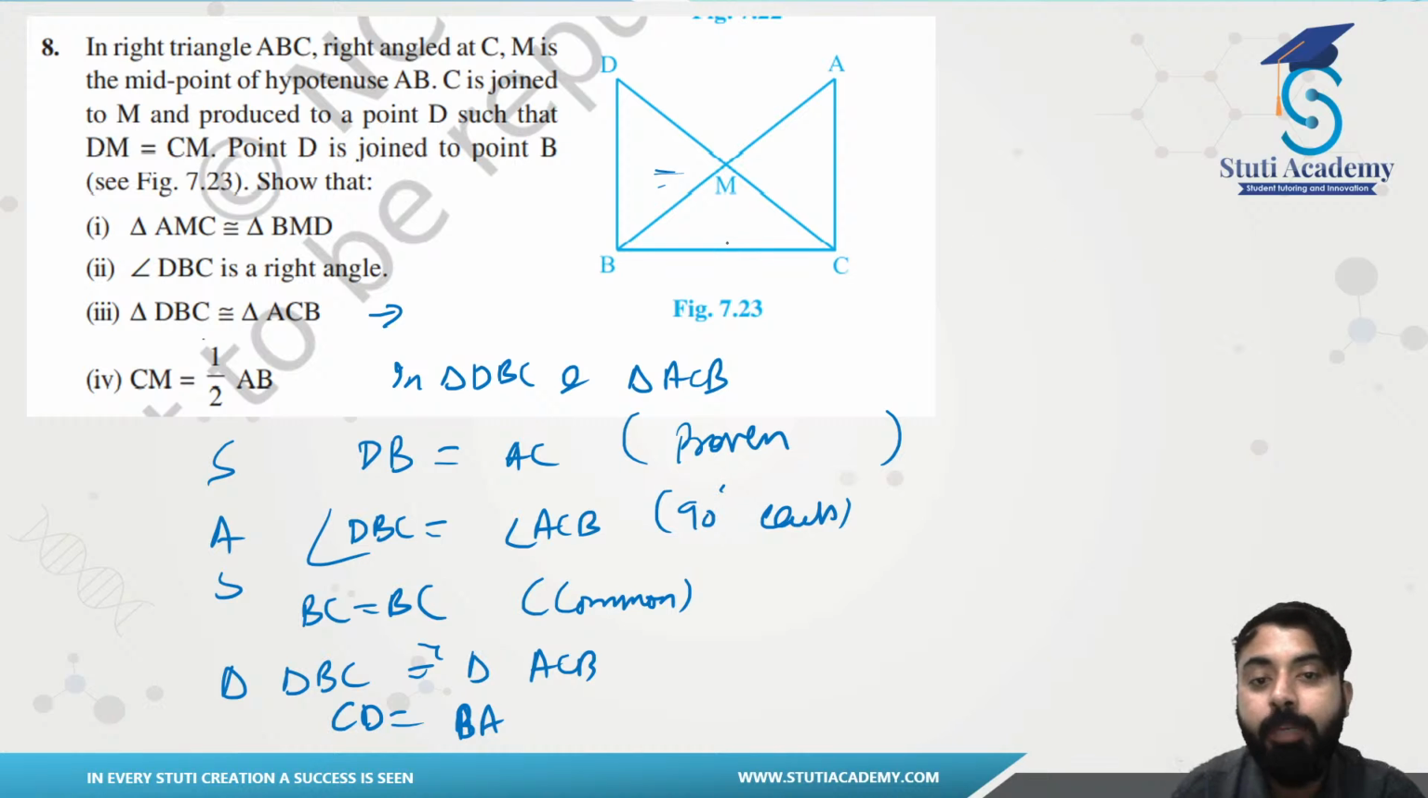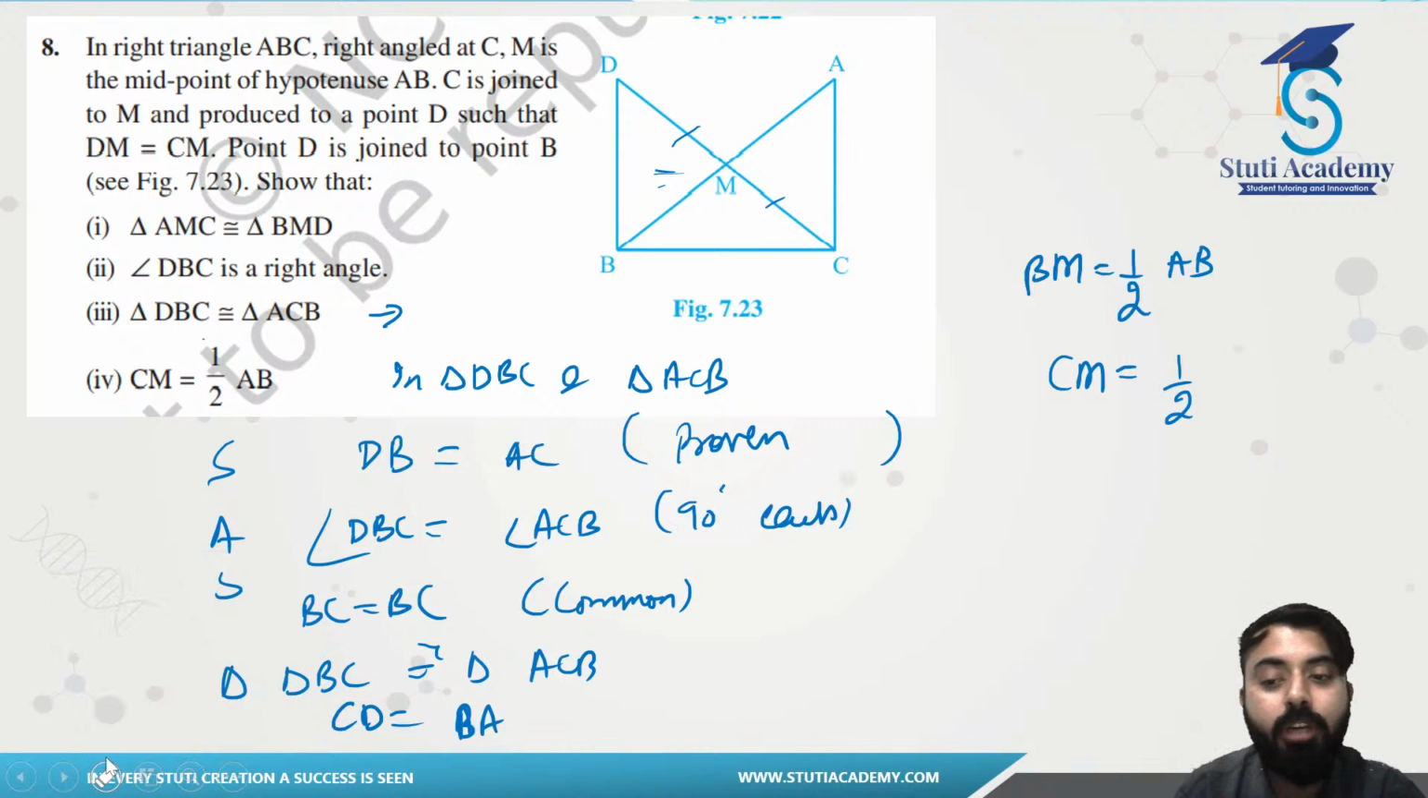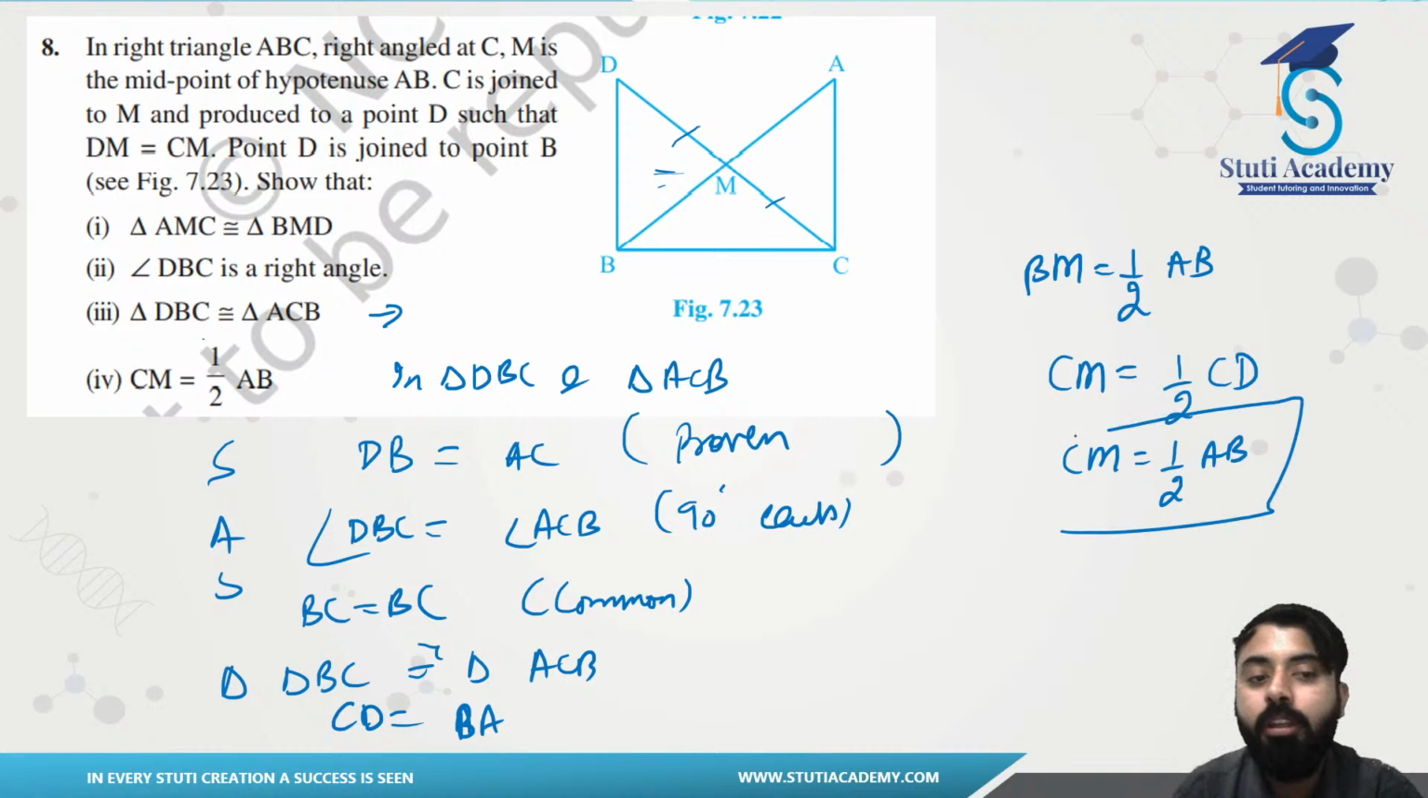And you guys know M is the midpoint of AB, therefore BM is equal to half of AB. Also you have been given that DM is equal to MC, that means M is half of CD also. So you can say CM is equal to half of CD too. Let me just erase this. CM is equal to half of CD because M is the midpoint too, and CD and AB are both equal, so you can easily say CM is equal to half of AB. So you have just proven your fourth part as well, and this will be the end of your exercise 7.1.